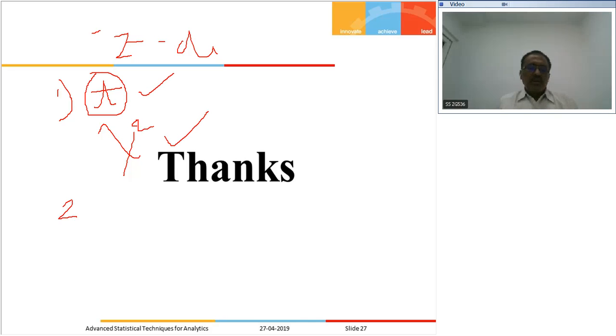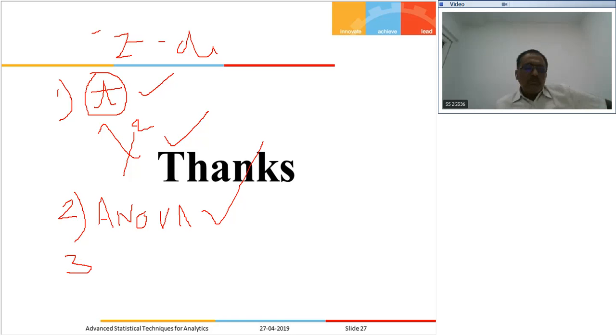Next, ANOVA is another thing. I think that in an open book exam, ANOVA is not going to be a major challenge except for doing the calculation. It may not be a challenging task when we try to solve a problem with respect to ANOVA.